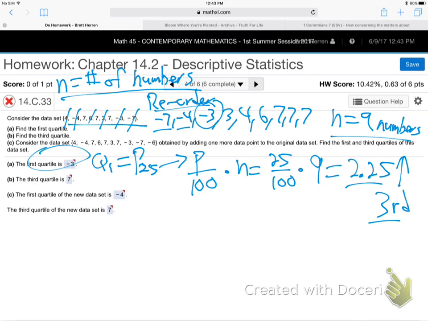You want to try the 75? Try the next one? The Q3, which is P75, right? Because they want the third quartile also. So try that one. Try the Q3, P75, 75% of the way through the data. Doing good. So P over 100 times N.